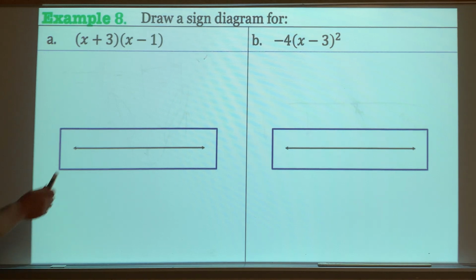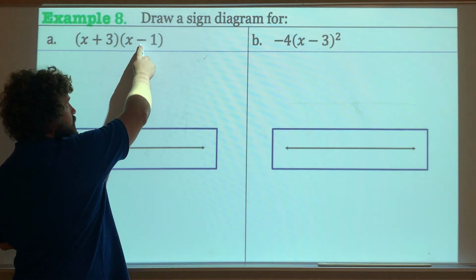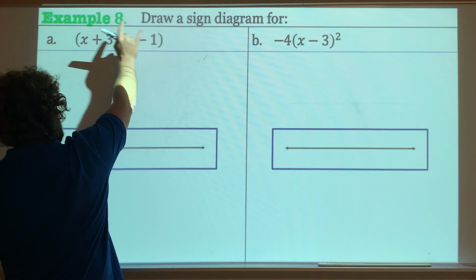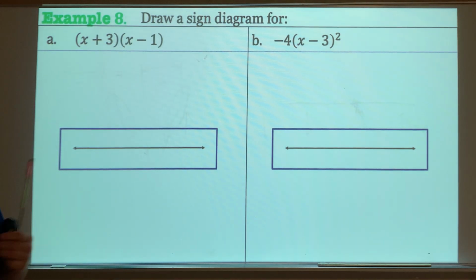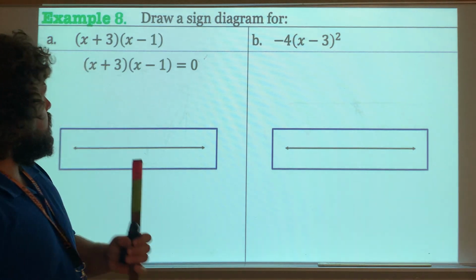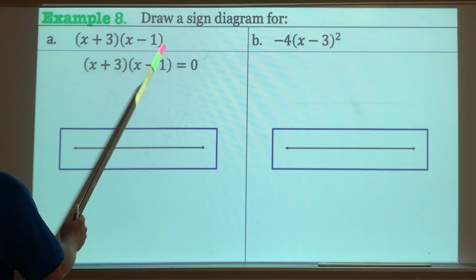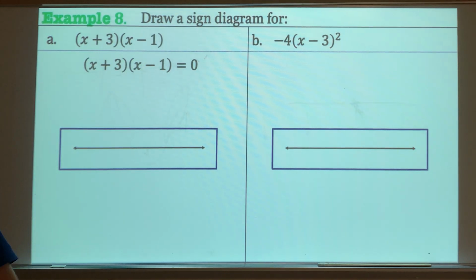Well, if this is 0 times this, it equals 0, and 0 times this equals 0. So we take every part of the equation that's being multiplied, and we set it equal to 0. So we just say, okay, x plus 3 times x minus 1 equals 0. All right, that's all you do. You set the equation equal to 0. Now, what do we do next?